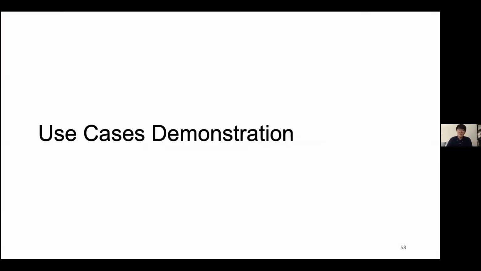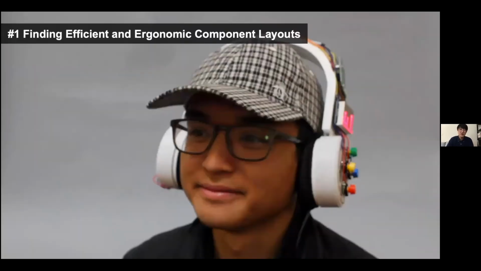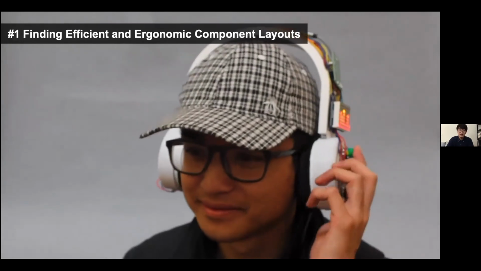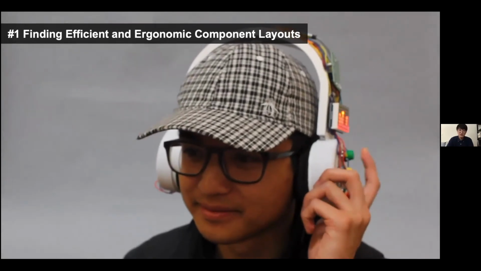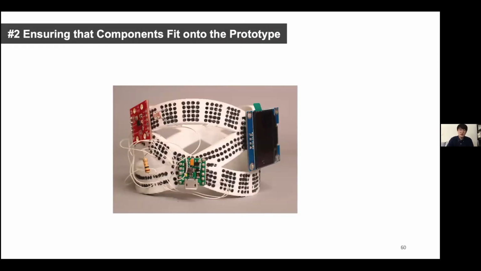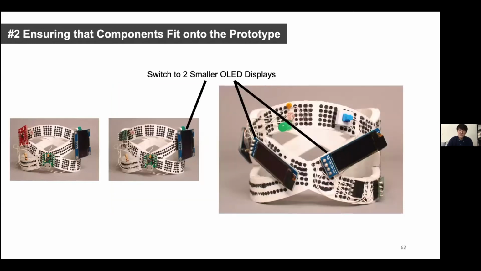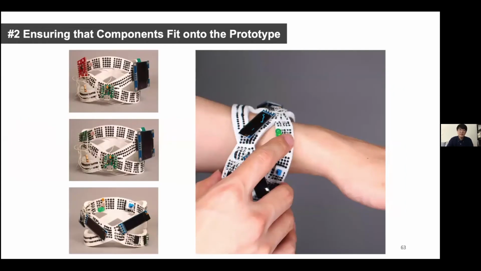Let me start by demonstrating some use cases that can most benefit from CurveBoards. During the design of interactive headphones, CurveBoards help narrow down component locations like buttons and knobs for the most suitable control layout. CurveBoard also helps ensure the components fit onto the prototype. During the design process of a heart rate monitoring Trinity bracelet, CurveBoard helps iterate through different functions and components, especially interactive components like OLED displays, and make sure they all fit onto the final prototype nicely.